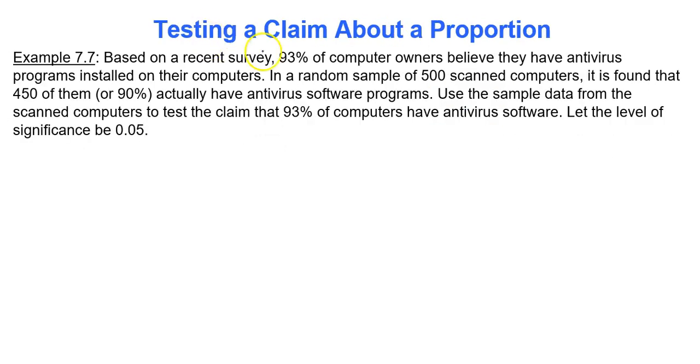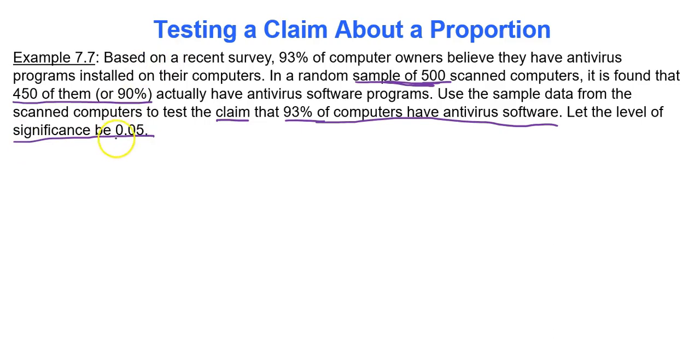Based on a recent survey, 93% of computer owners believe they have antivirus programs installed on their computers. In a random sample of 500 scanned computers, it is found that 450 of them, or 90%, actually have antivirus software programs. Use the sample data from the scanned computers to test the claim that 93% of computers have antivirus software. We are going to use a level of significance of 0.05.